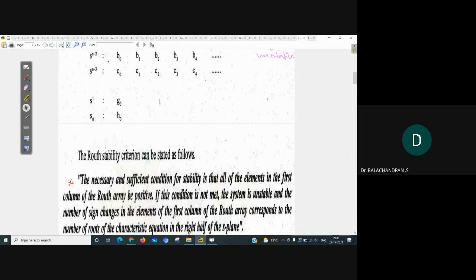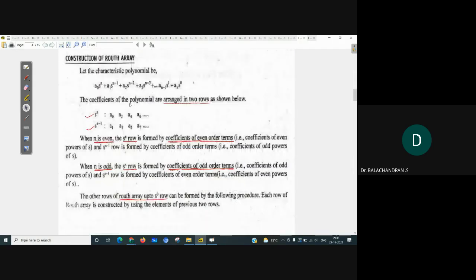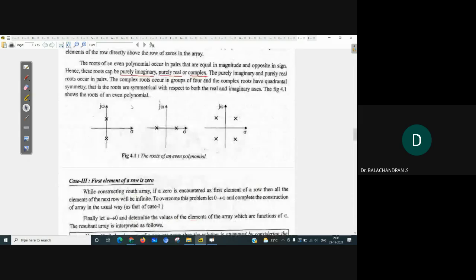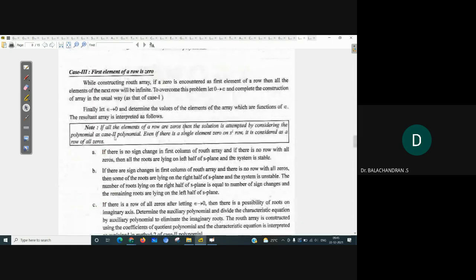Important note, because suppose if we have a 0, you may think we have only one 0, so we proceed by case 3? No, you can't do like this. You should consider it as a row of all 0 because it contains only one element. Note, even if there is a single element 0 in the s power 1 row, it is considered as a row of all 0.